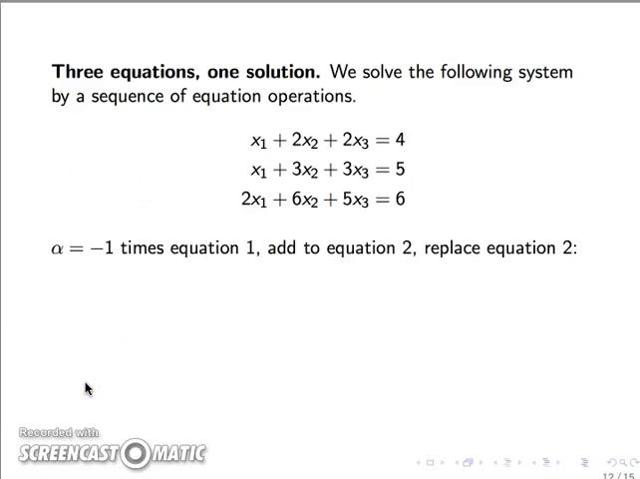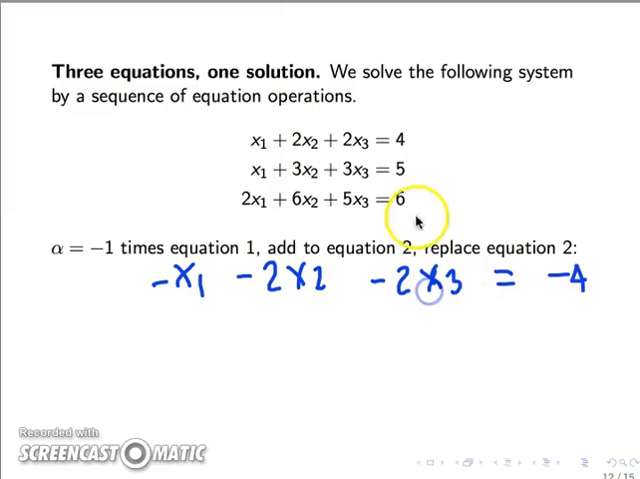So the first thing we're going to do is multiply equation number 1 by this alpha, which equals -1. This means that we're going to multiply by a non-zero quantity called alpha, which is -1. It's another way of saying take the first equation, multiply every term in the first equation by -1, and then add that to the second equation. So by doing so, if we multiply every term in the first equation by -1, we would have minus x1 minus x2 minus 2x3, and that equals -4.